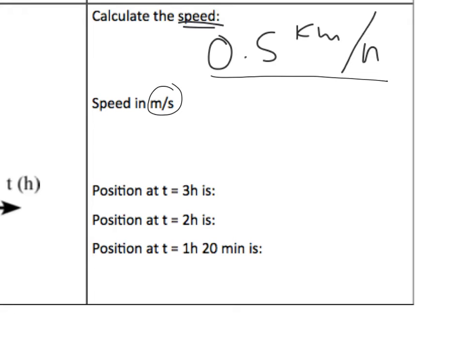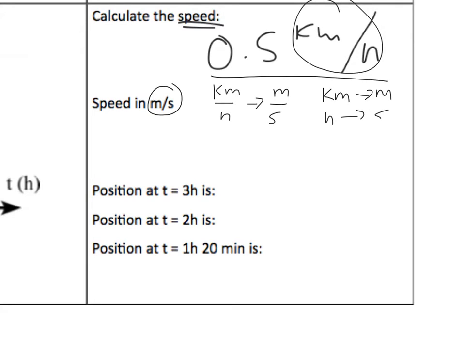So, I know that I'm in kilometers per hour right now, okay? And I need to change into meters per second. So really what I've got is two different conversions. I've got kilometers to meters, and I've also got hours to seconds. Now I need conversion factors for each of those. And remember, a conversion factor is just how much of this is in that.